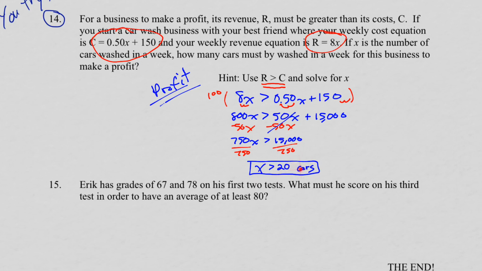And then after 20 cars, so let's say you do this all on Monday, then Tuesday, Wednesday, Thursday, Friday is going to be all profit. Okay. So that's a business application.